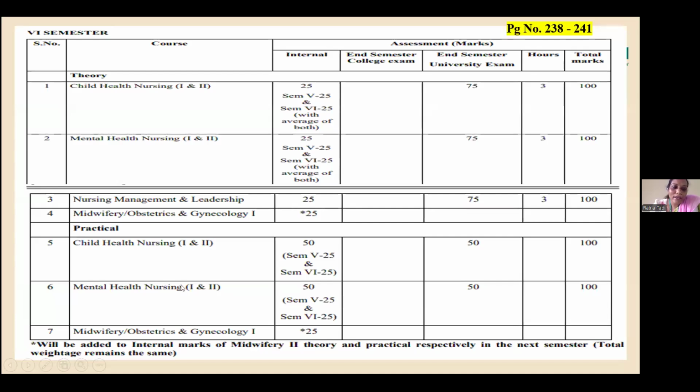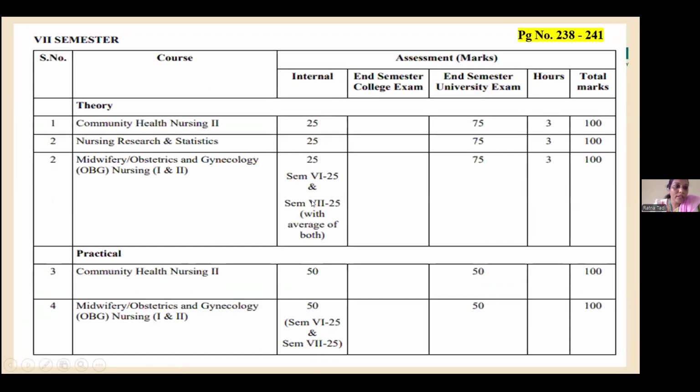Then practical exam, child health, mental health. So SEM 5, SEM 6, both will be added. No need to divide. That we need to remember. And final exam will be out of 50. So 50, 50, 100. So they both remain same for child health and mental health. OBG exam will not be conducted in 6th sem. It will be conducted in 7th sem. So there we need to add this 25 there.